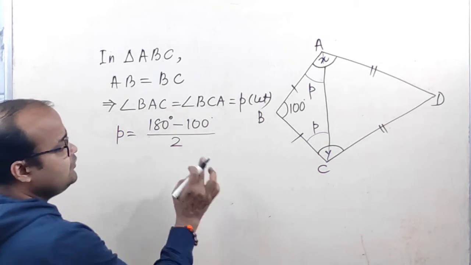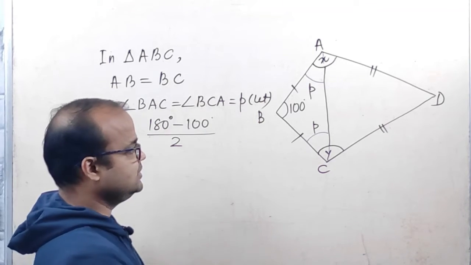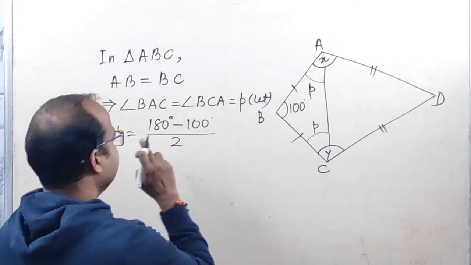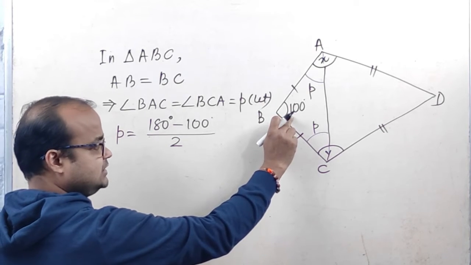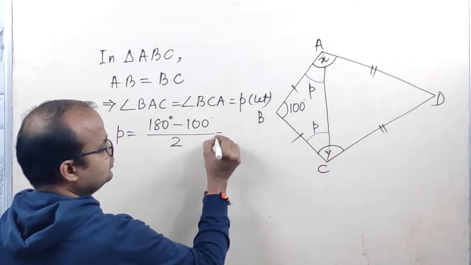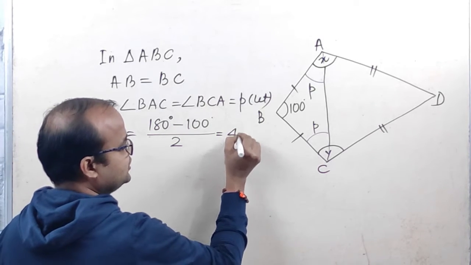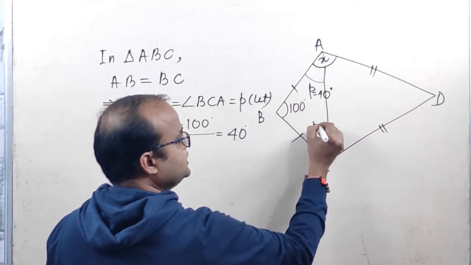Or another way to find out the value of P in case of an isosceles triangle: if these two angles are equal, we say P equals 180 minus the other angle, that is 100, divided by 2. So 180 minus 100 is 80, by 2, that is 40 degree. So these two angles are 40 degree each.